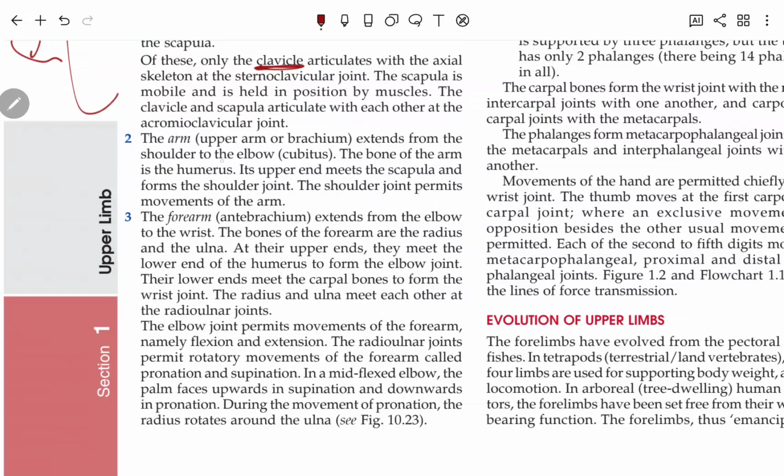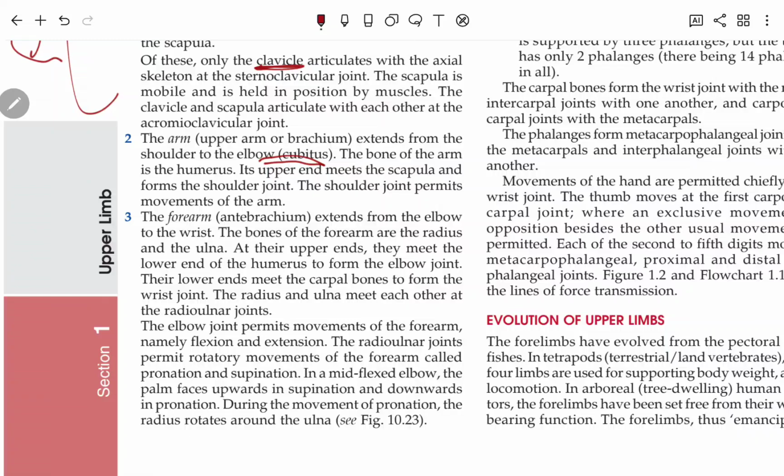The arm, upper arm or brachium, extends from the shoulder to the elbow. Elbow is also known as cubitus, which contains cubital fossa. Okay, let's go into more detail in the next lectures.